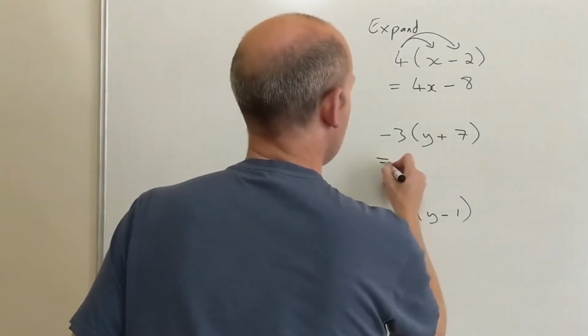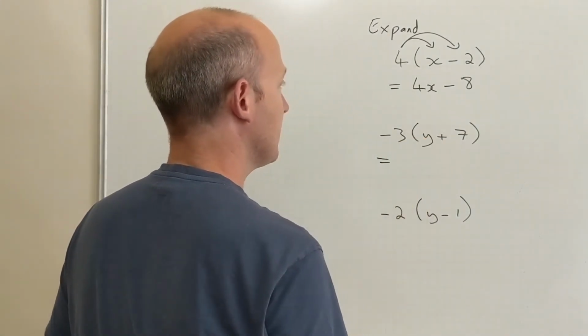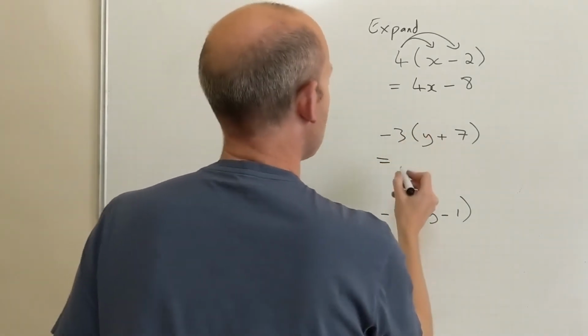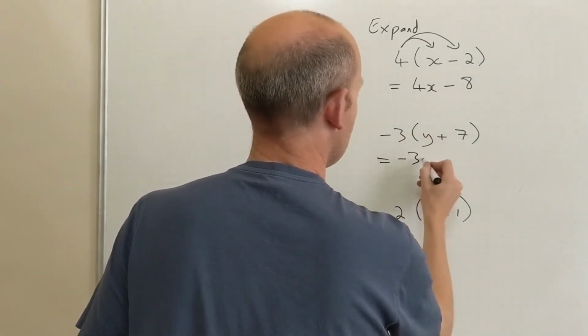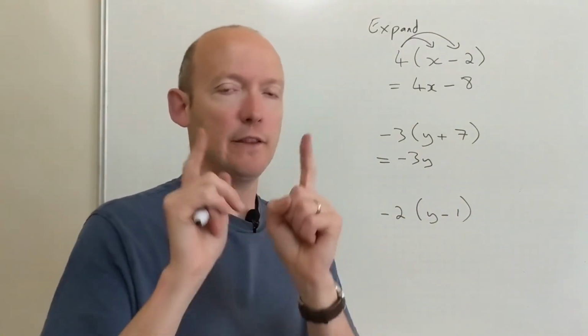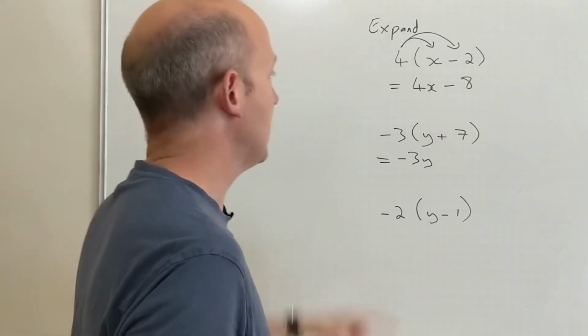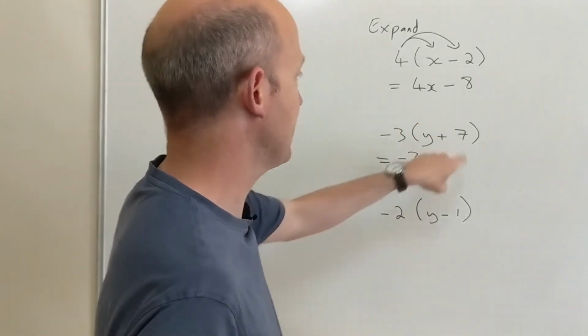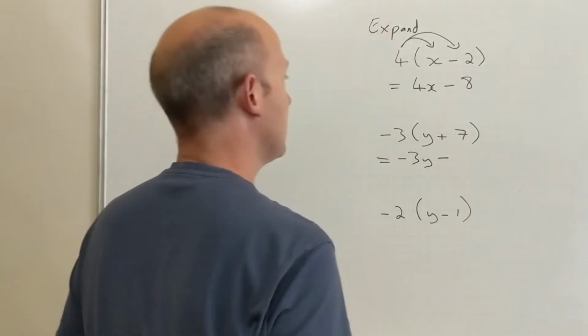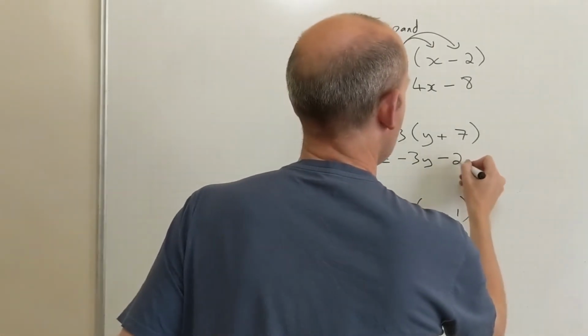Okay, we've got minus 3 times y. Well, 3 times y would be 3y, but we've got minus 3 times y, that's just minus 3y. All we can do is put the number and the letter, if you like, the unknown, next to each other. And we've got minus 3 times positive 7. Well, a minus times a plus is a minus, and 3 times 7 is 21.